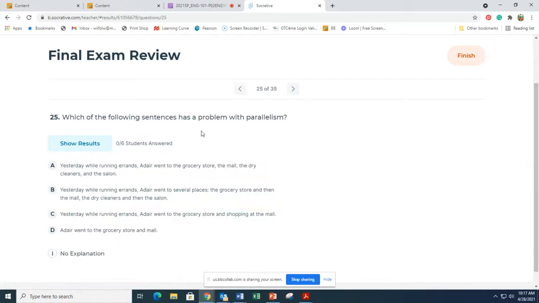All right. So parallelism. Just to refresh what parallelism is, just like in math, it basically means everything is going in the same direction. For instance, if one of the verbs is an -ing verb, then they all need to be -ing verbs, that kind of thing. So try your best. This is asking which one has a problem, which one is not flowing smoothly because it is not parallel.